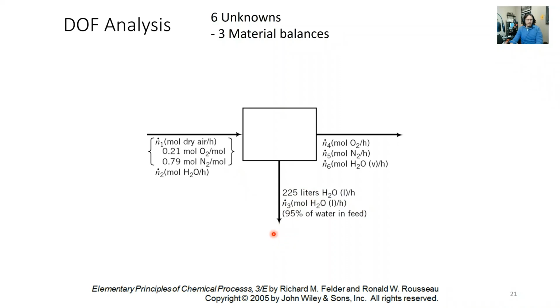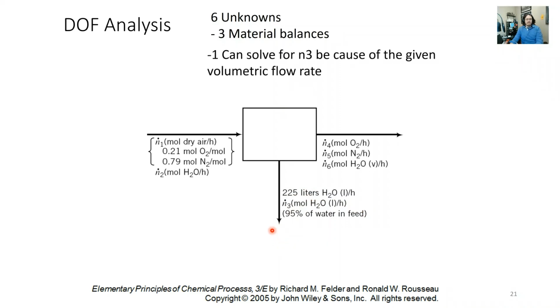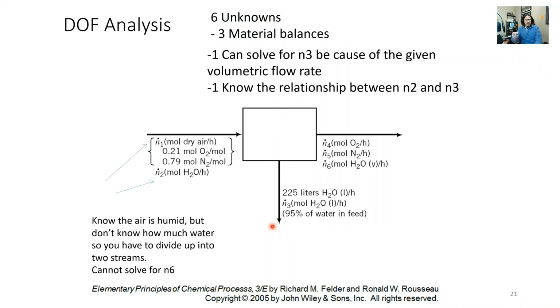Anywho, there we go. You can solve it because of your volumetric flow rate. You know the relationship between N2 and N3, but you know the air is humid, but you don't know how much water, so you have to divide it up into 2 streams, right? So you had to divide this up into N1 and N2, and then you can't solve for N6. So this isn't solvable, basically.